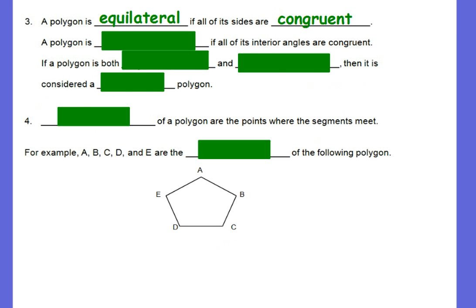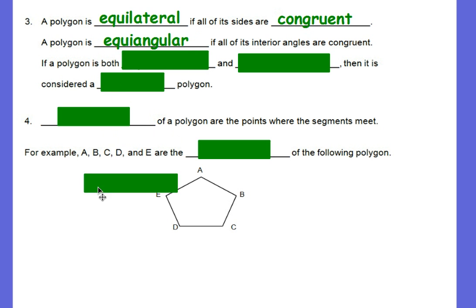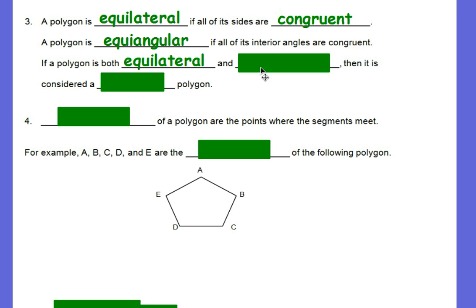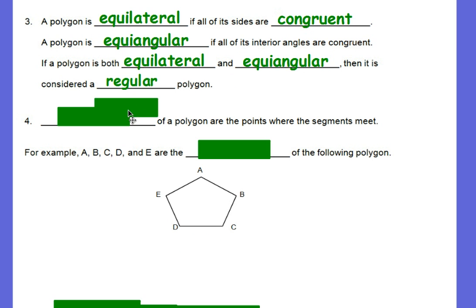All right, some more vocab here. So it says a polygon is equilateral if all of its sides are congruent. You guys know this. A polygon is blank if all of its interior angles are congruent. So if the angles are congruent, we say that is equiangular. All right, so if a polygon is both of those things, equilateral and equiangular, then, and this is a new word, we call it a regular polygon. So if all of its sides are the same and all of its angles are the same, it's a regular polygon. Otherwise, we would just say it's irregular or not regular.